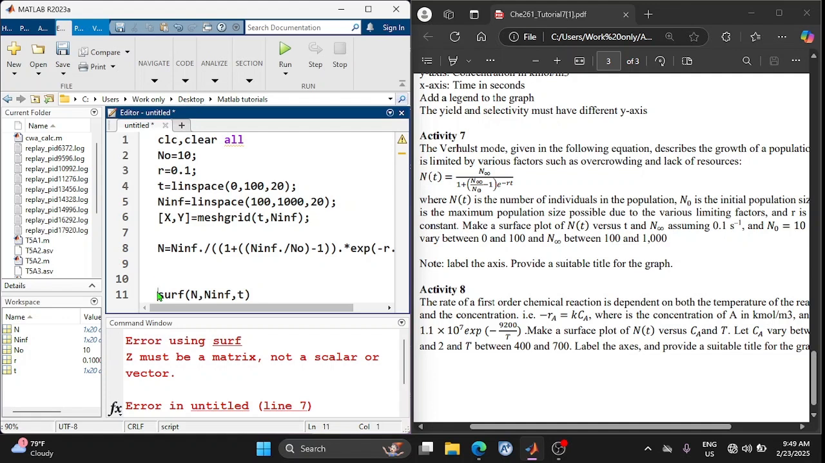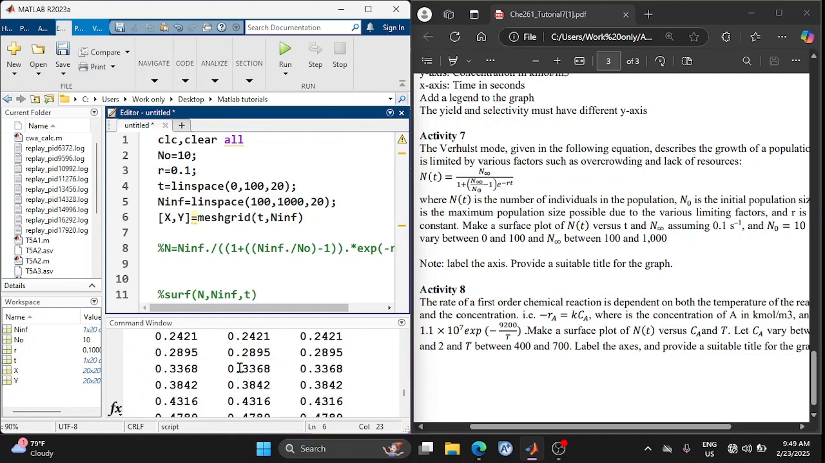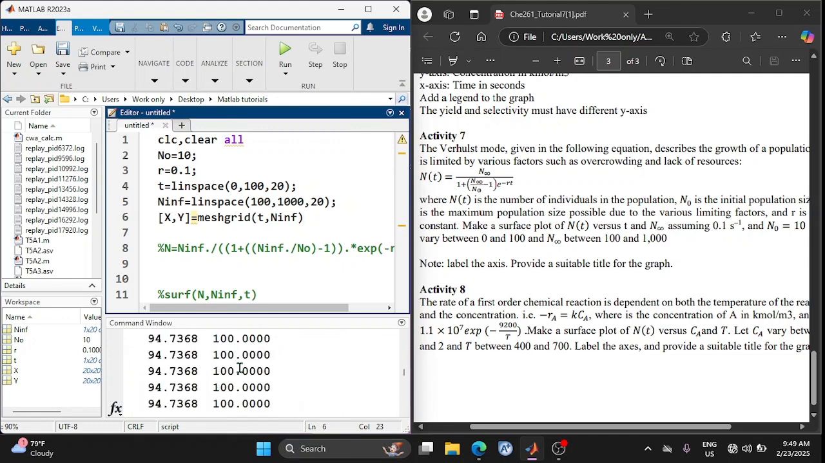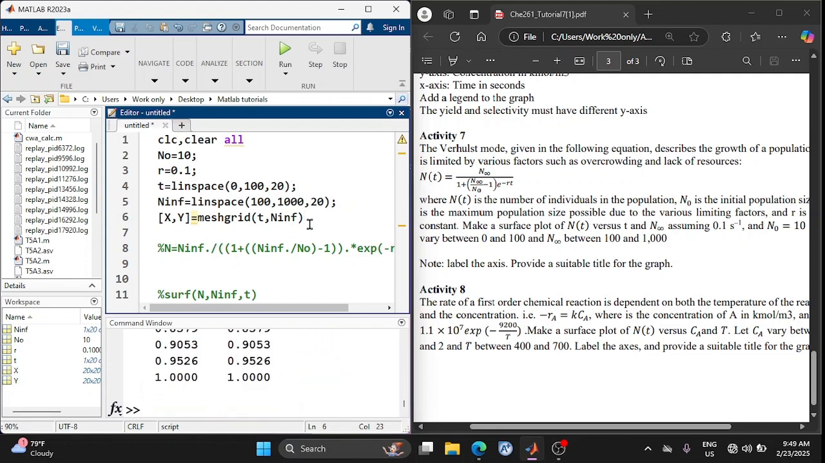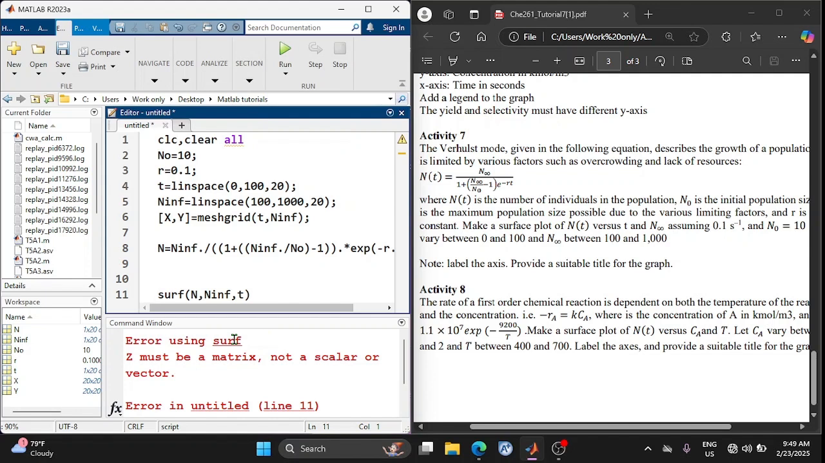Let me put a percentage sign so that it doesn't run this. It just takes it as a comment. And then let me run this. Let me run it again. So we see that it forms a matrix now, considering both t and n infinity. So now if we decide to put it into our expression, we can now do this, and if we run it, oh, a minute.